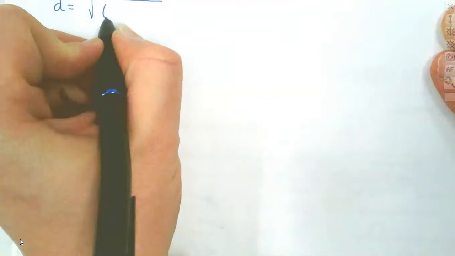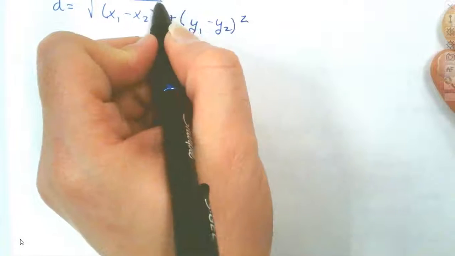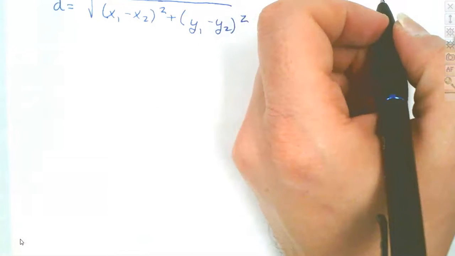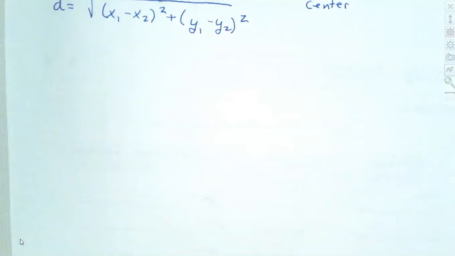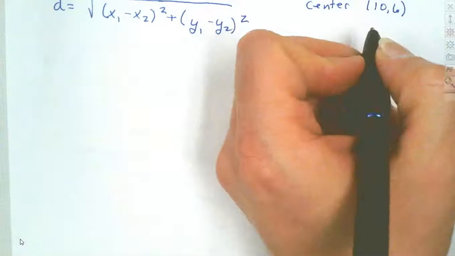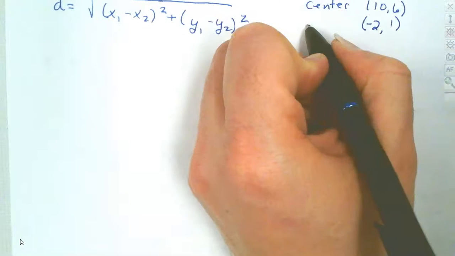Okay. So once we've got that, now let's use our distance formula. What's our distance formula? Well, your distance d is the square root of (x1 minus x2) quantity squared, plus (y1 minus y2) quantity squared. And we're going to use our center, which we found to be (10, 6). And we're going to use one of the points, it doesn't matter which one. So we're going to use (-2, 1). That's your endpoint.